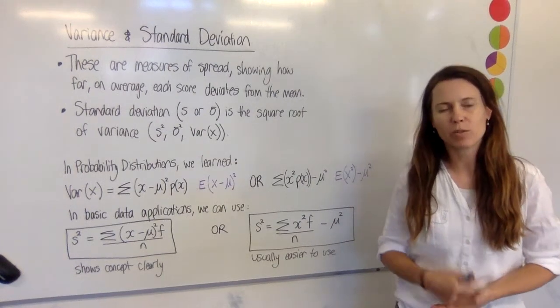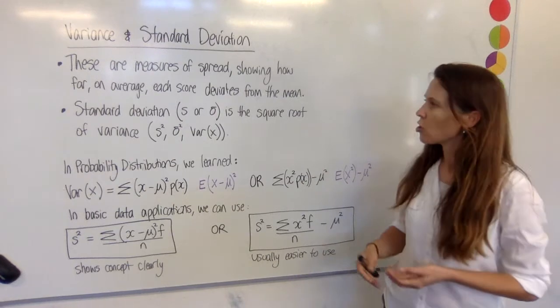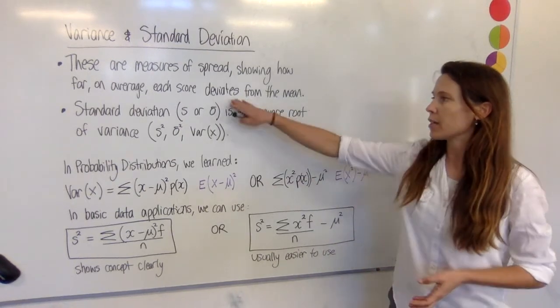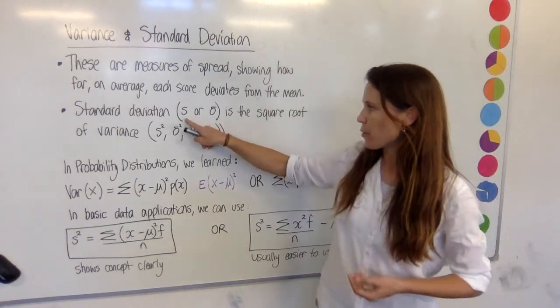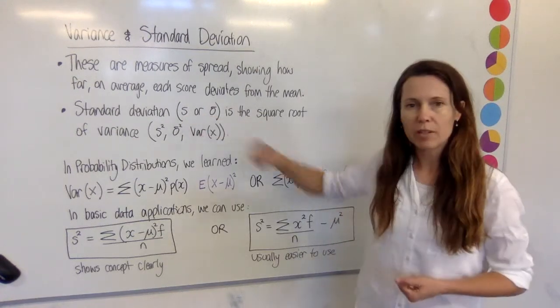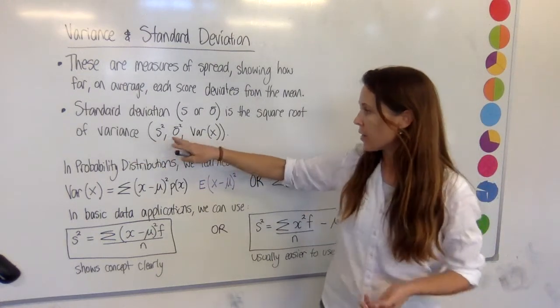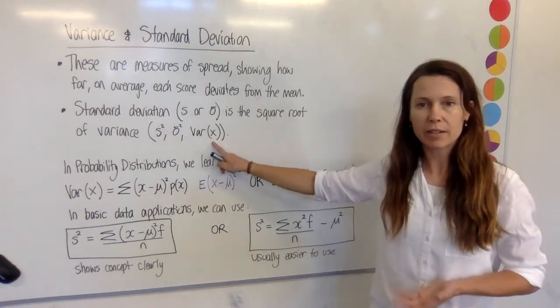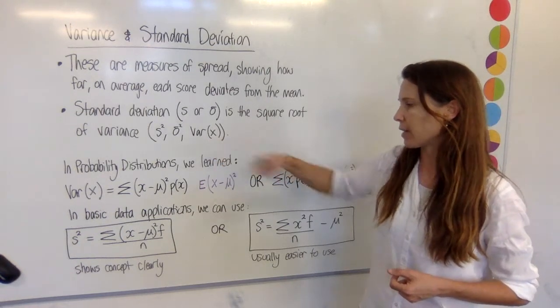Now let's look at the variance or standard deviation of a set of scores. These are measures of spread, so they show how far on average each score sits away from the mean. Standard deviation can be represented with an S, or this omega symbol, and it's the square root of the variance, which is shown by S squared, omega squared, or, as we've already seen in our probability distributions unit, the variance of X, and it can be written like this.